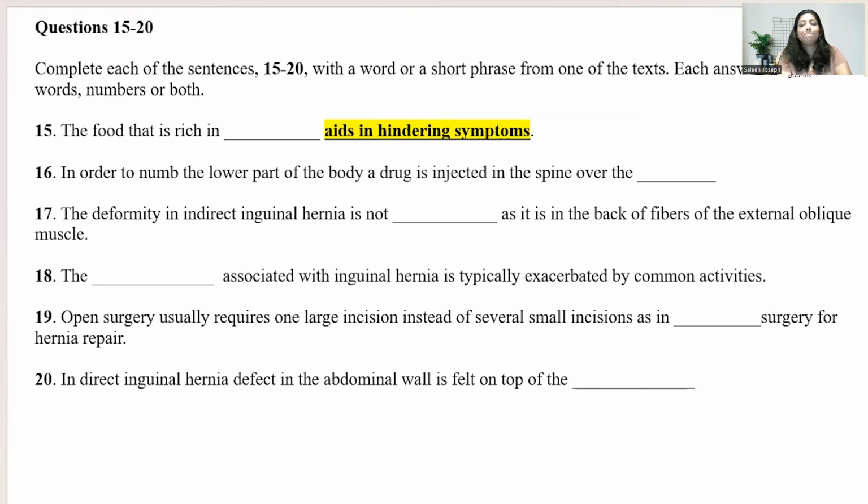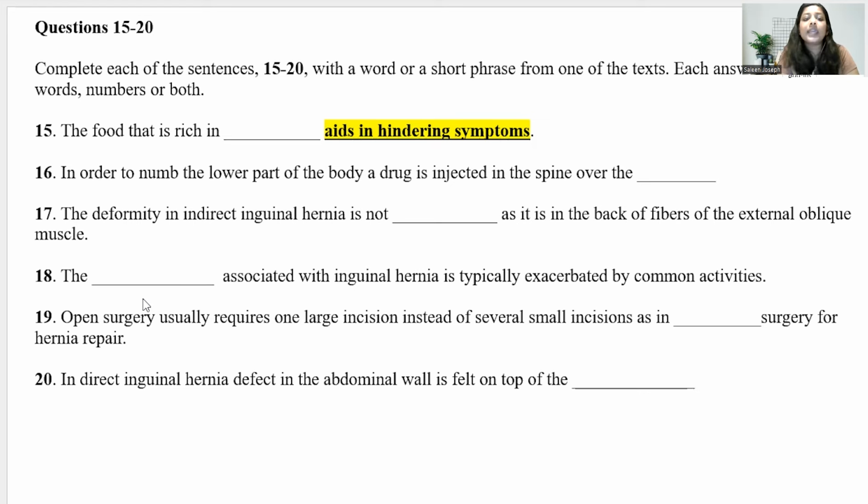Done? Yes, ma'am. 17th one. The deformity in indirect inguinal hernia is not dash as it is in the back of fibers of the external oblique muscle. Deformity in indirect inguinal hernia. Identify the text, then find out the answer. Done? Yes.